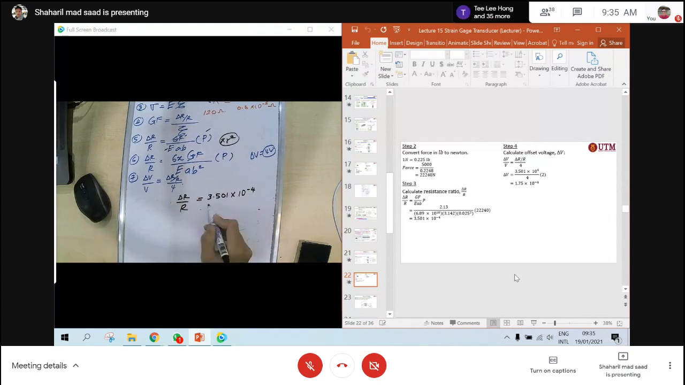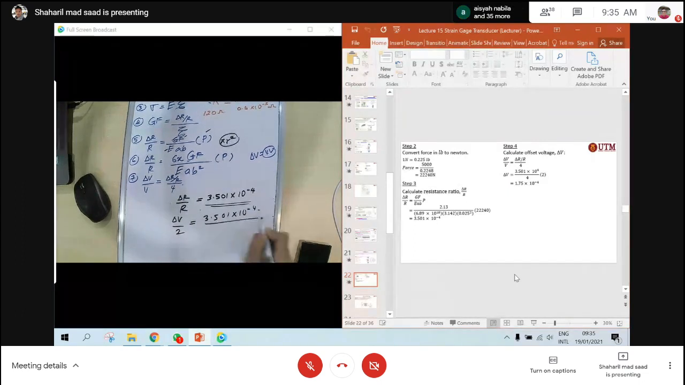Then you got the delta R over R here. And then you can find delta V over V, which is given to you as 2. Then delta R, 3.51 times 10 power of minus 4, divided by 4, then you can get delta V.